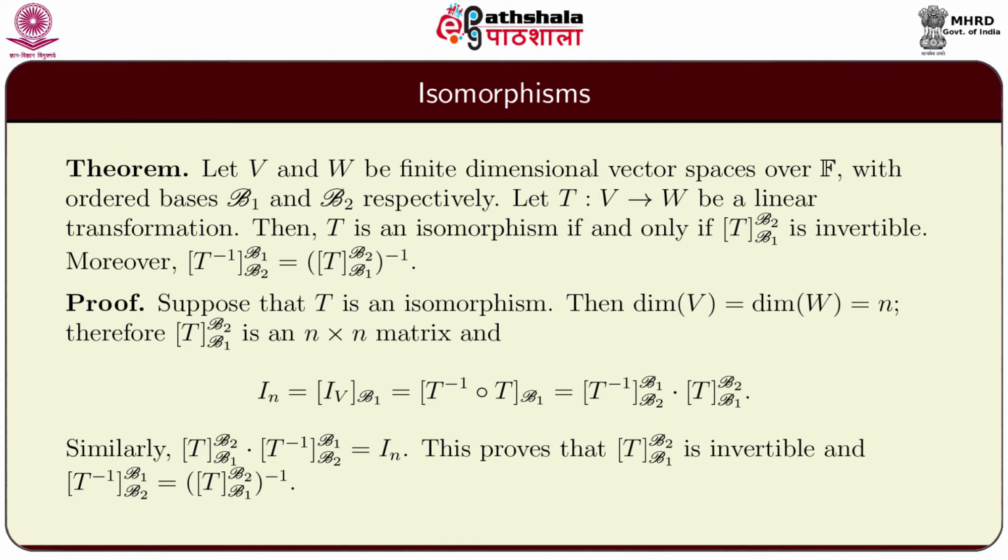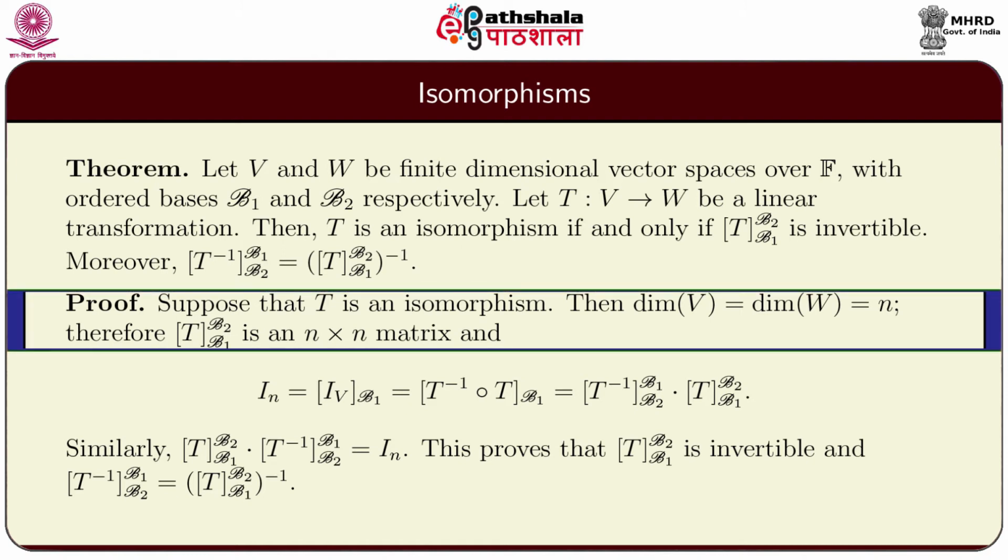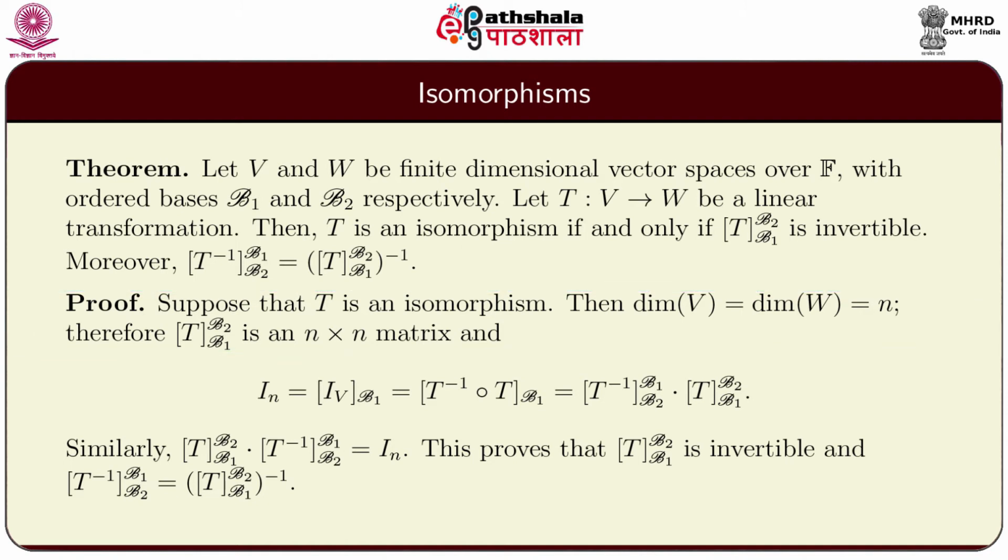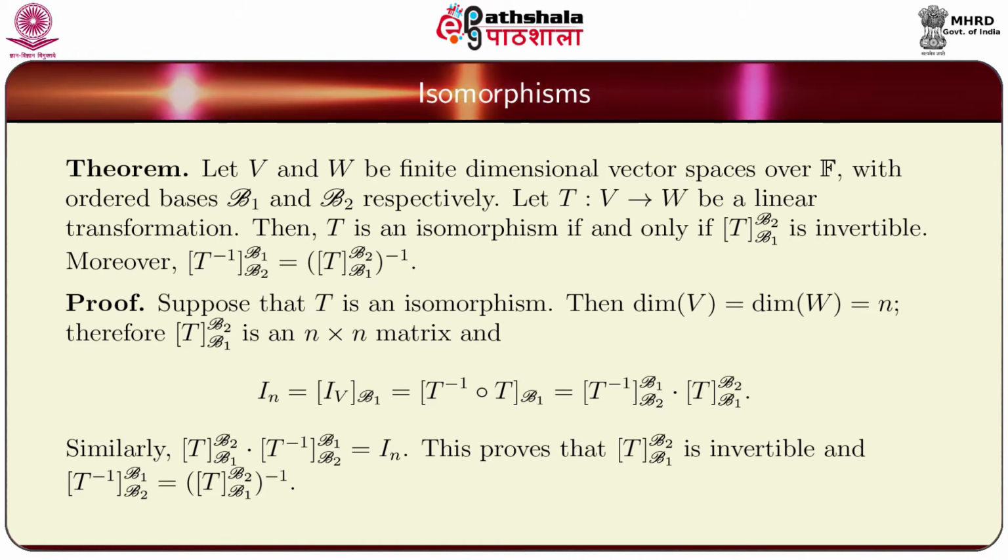How to prove this statement? So suppose that T is an isomorphism, then we know that dimension of V must be equal to dimension of W, let us say n. Therefore, the matrix [T] B1 B2 is an n cross n matrix.